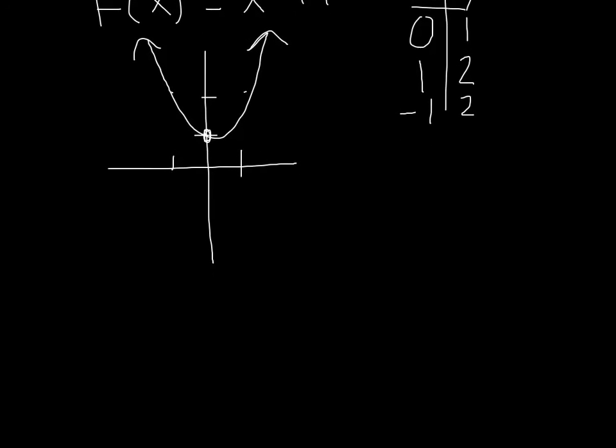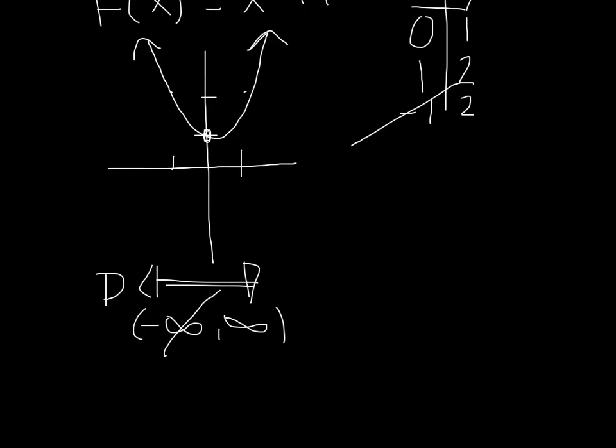So when we do the domain and range, remember domain is the x values. How far left and right does it go? So picture the graph. How far left and right does it go? It goes all the way left and all the way right. So it's negative infinity to positive infinity.